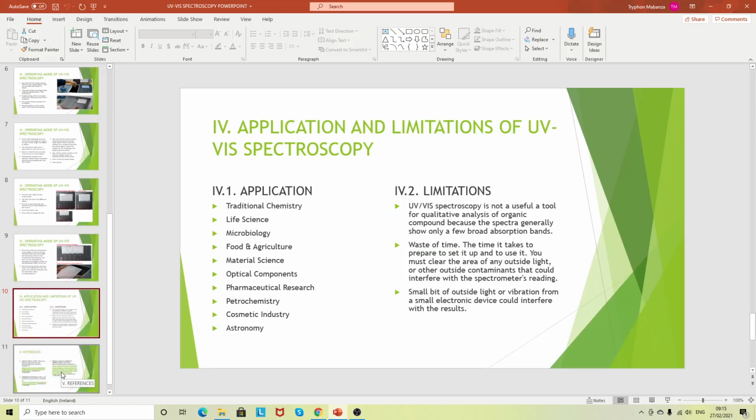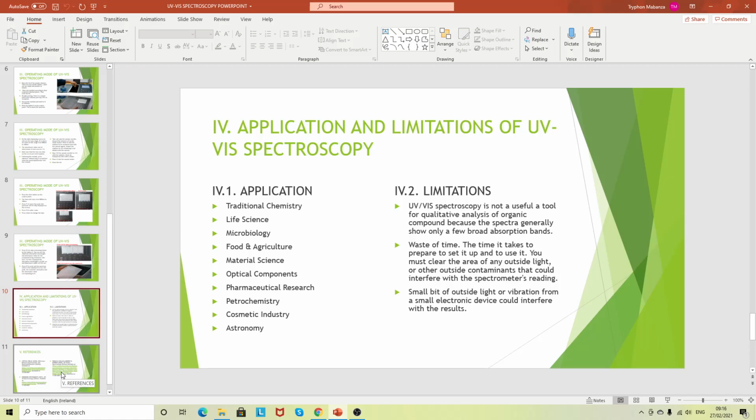Now here are the application and limitation of UV visible spectroscopy. About application, it is in relation to where the technique of UV visible spectroscopy can be applied. So this technique can be applied in traditional chemistry, in life science, in microbiology, in food and agriculture industry or laboratory, in material science, in optical components, in pharmaceutical research, pharmaceutical industry laboratory as well, in petrochemistry, in cosmetic industry, and in astronomy.